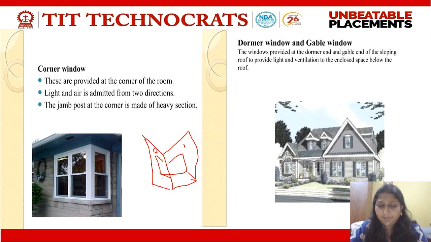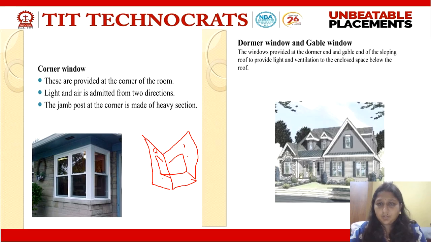What is the benefit? I get light and air from two directions, from this side and from this side. This is the most important benefit of my corner window. So what is a corner window? A type of window provided at the intersection of two walls, at the corner of the wall, is called a corner window.